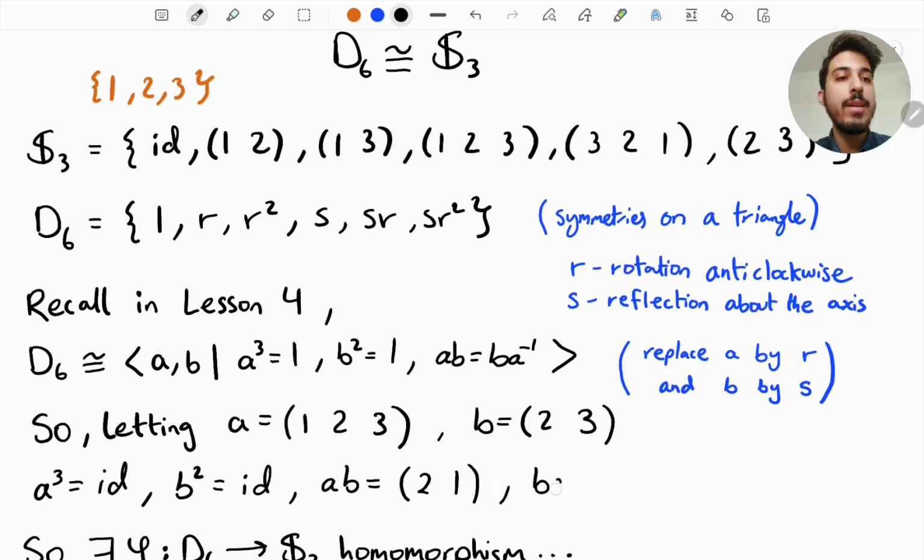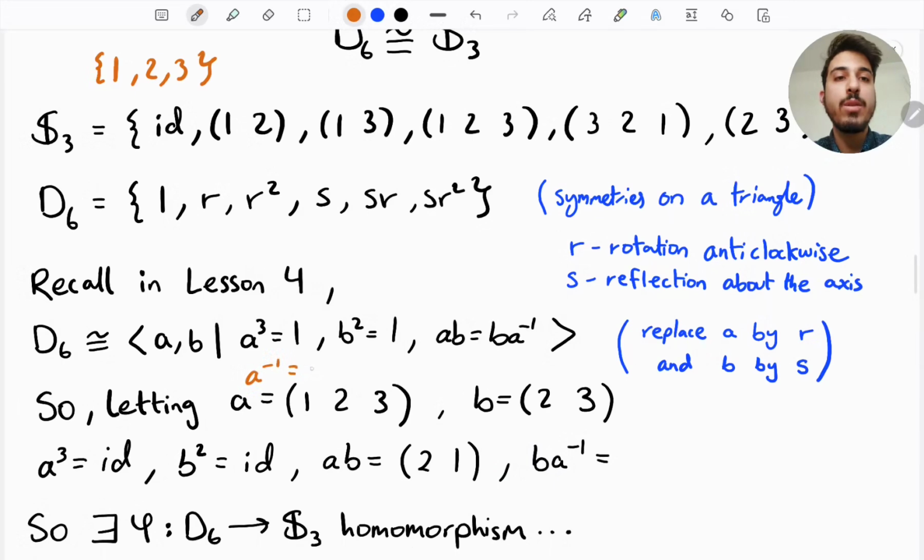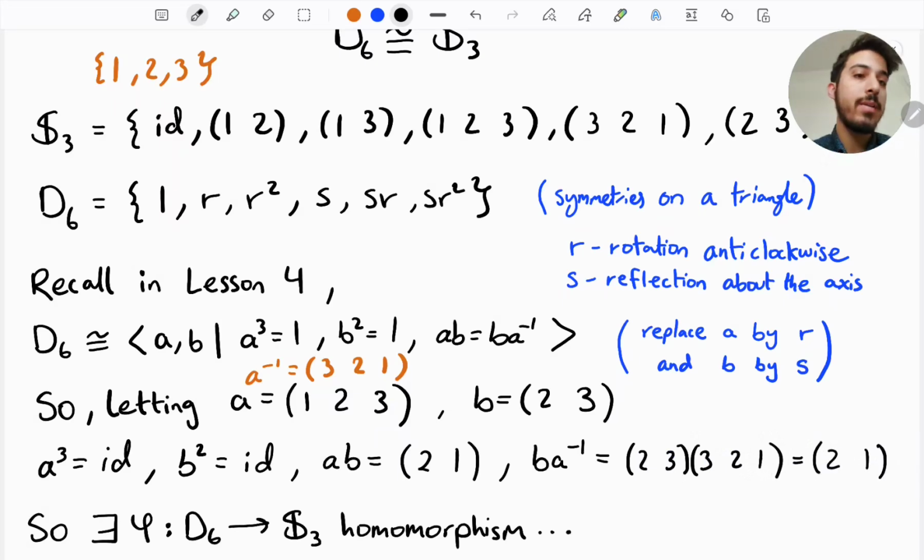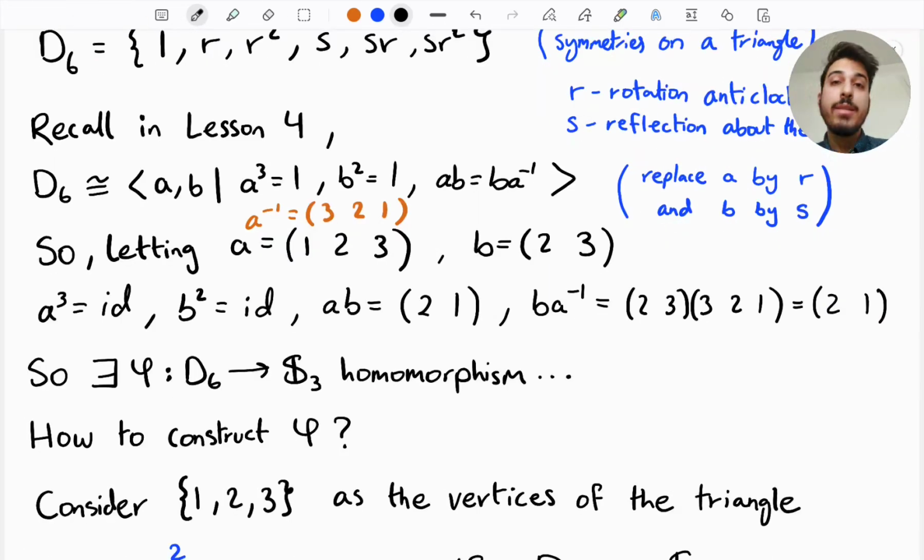And let's check now BA inverse. So A inverse is equal to 3 to 1, and you can check that yourself. A inverse is 3 to 1, and we compose it with B to have 2, 3, and 3 to 1. And this equals, in fact, 2, 1 again. And you can check that by yourself. So we have just found two elements A and B that satisfy these relations. Life is good. There exists a homomorphism, we call it phi, that goes from D6 to S3. Now, can we define this homomorphism explicitly? You bet. So here, how do you construct phi? Think about it.